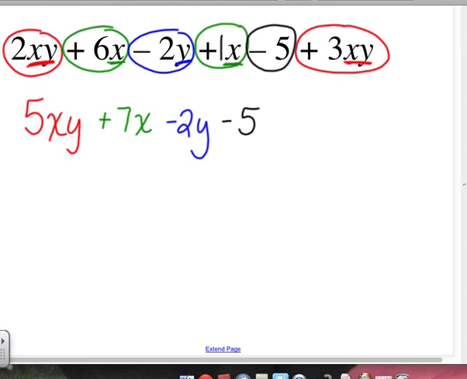So this is what it means to simplify expressions. We're looking for our like terms, we're adding them or subtracting them as the signs tell us to, and then we're rewriting the expression in a more simplified or condensed version. It's like you find the family members and you put them together. I hope that makes sense.